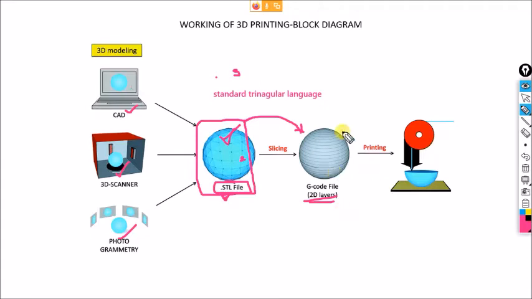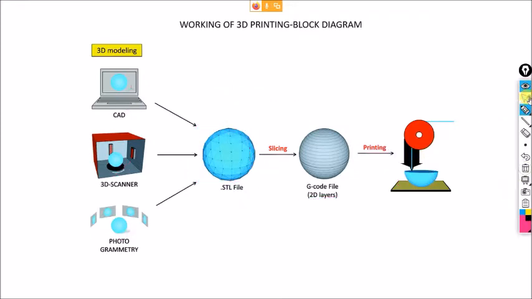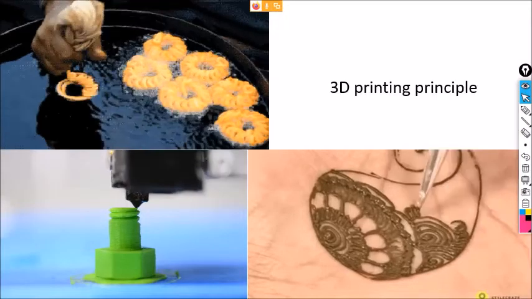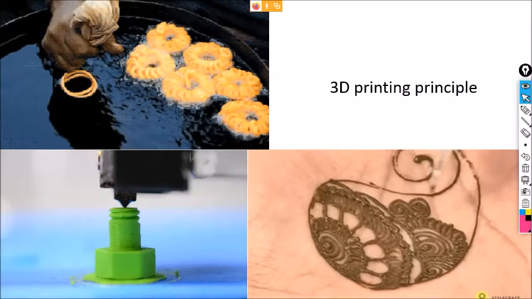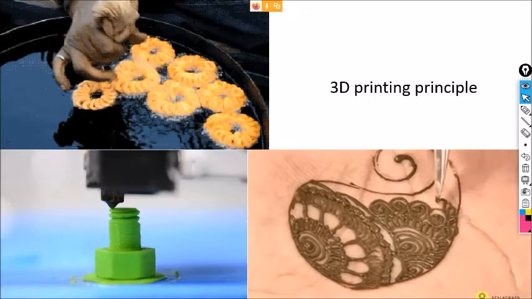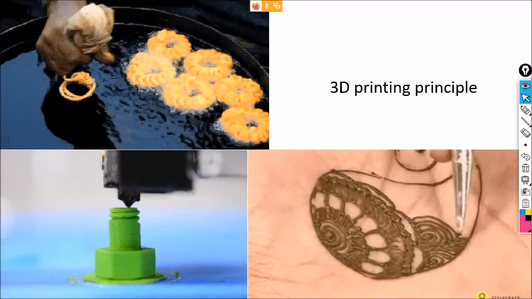In machine format, machine language understanding format, it will be sent, and then the machine will understand the concept, and based on that, material will be fed layer by layer like this. So this is the complete working concept of 3D printing. Now, if you're not pretty sure about the concept or definition of 3D printing, let me bring a live example to make you understand in a better way.